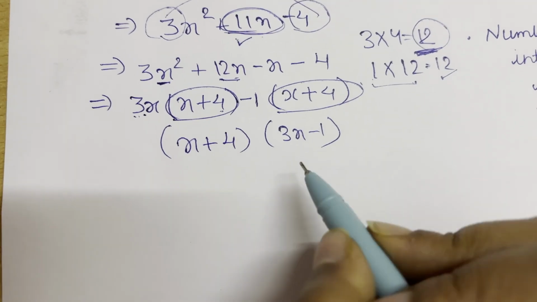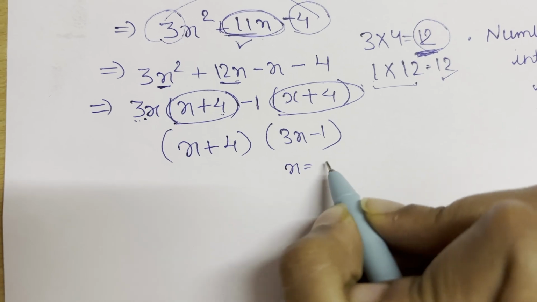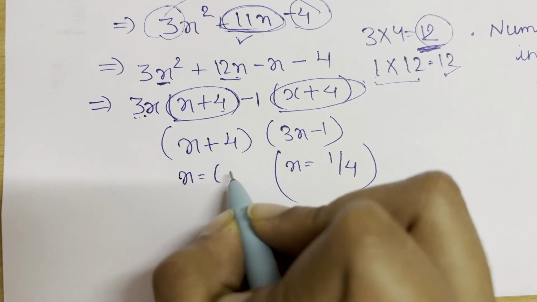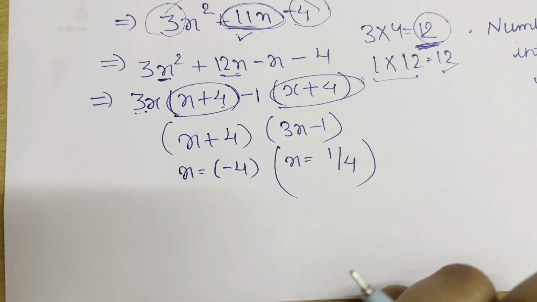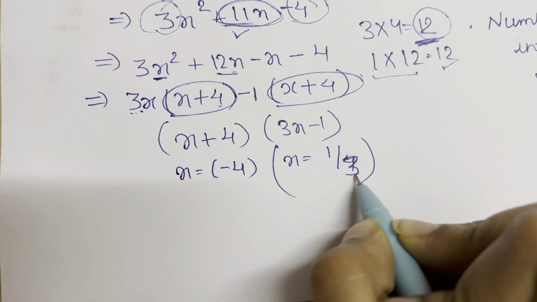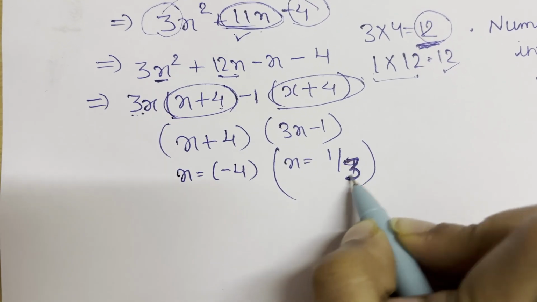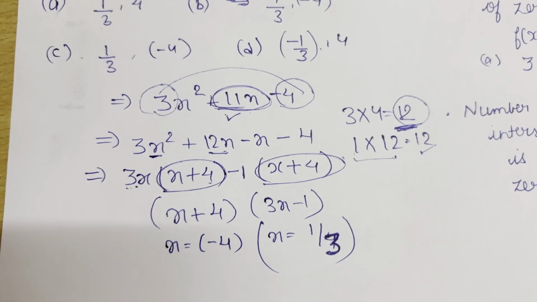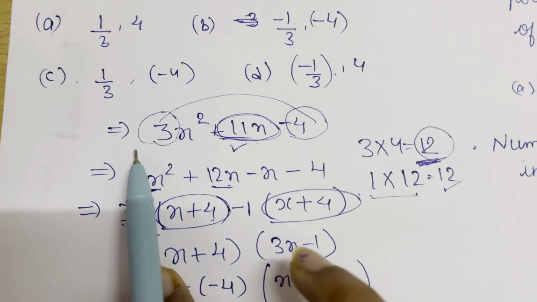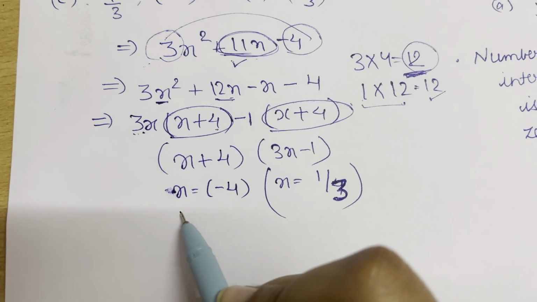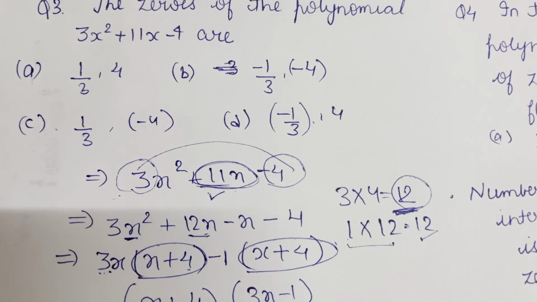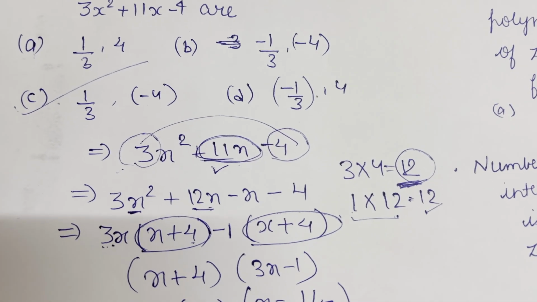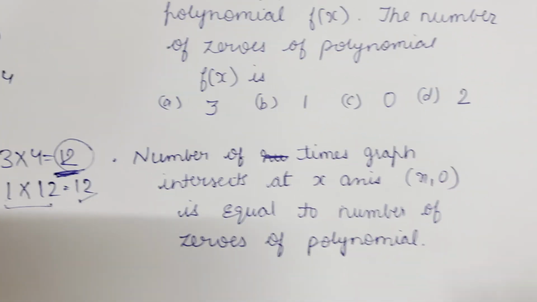So the value of x from this equation is 1 by 3, and from this is minus 4. Sorry, I first said 1 by 4, it's 1 by 3. My bad. So these two are the zeros of the quadratic polynomial that is given to us. If we match the options, minus 4 and 1 by 3, option number C is absolutely correct. Moving next to question number 4.